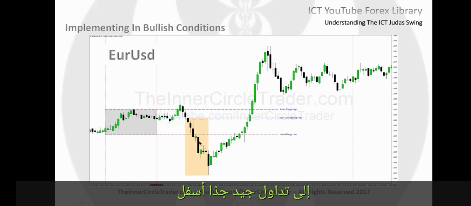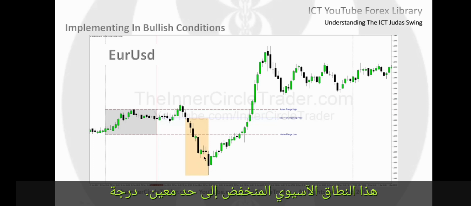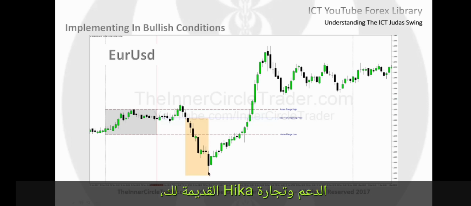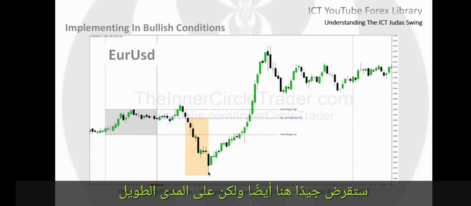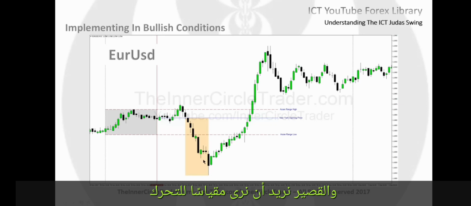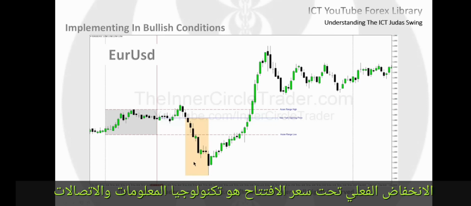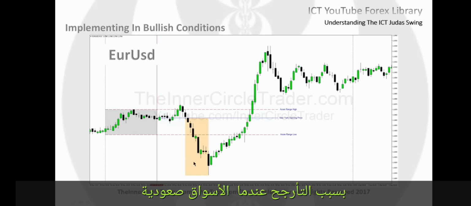Below this Asian range low, to a certain degree of support, an old high could trade to. Classic support and resistance ideas would lend well here as well. But long and short, we want to see a measure of move below the opening price. See, the actual drop below the opening price is an ICT Judas Swing when the market's bullish. Otherwise, just any little movement below it, like this one here, this would not start an ICT Judas Swing.